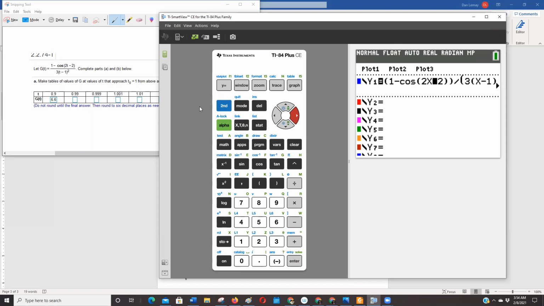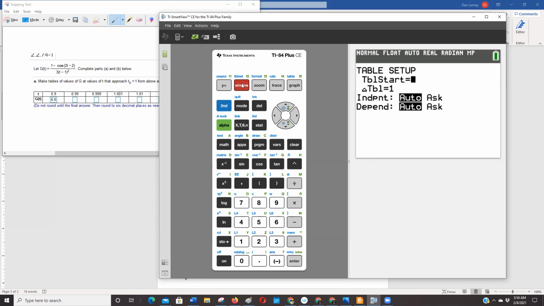Then, since we want to substitute in these values repeatedly, we could do this with a spreadsheet. I don't know if you know how to use a spreadsheet, but the calculator worked pretty well for this also. So we do second, table set. It doesn't matter where we start, because we're going to set independent to ask. What that allows us to do is substitute in the 0.9, the 0.99, the 0.9999, and it'll automatically give us the output.